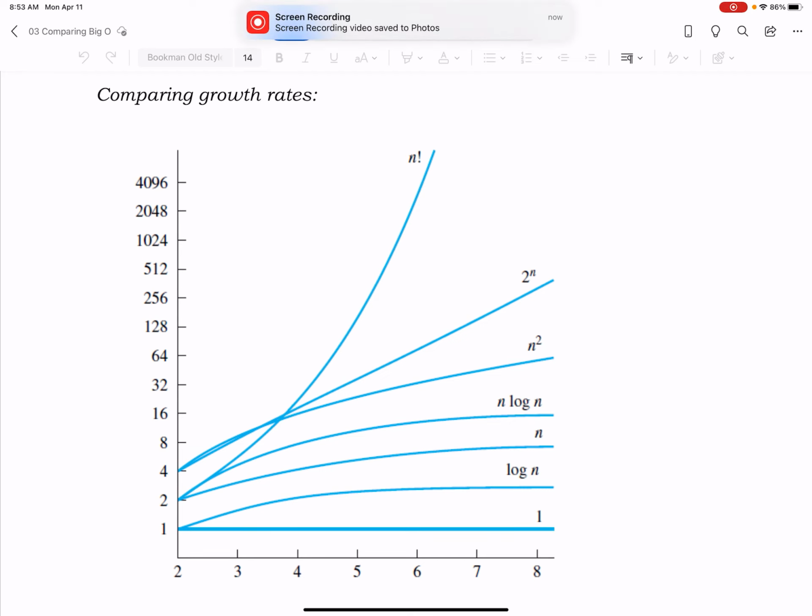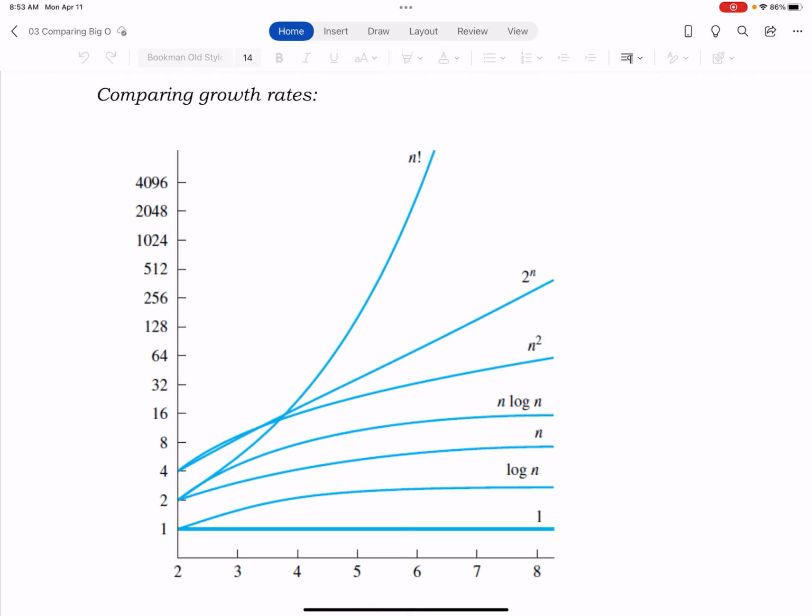When you're comparing how fast things grow, I want you to think about this graph. Notice the scale on this graph. The x-axis is very slow, right? It just goes up by 1, 2, 3, 4, 5, 6, 7, 8. But the y-axis is changing rapidly, right? The y-axis goes up to 4,096.